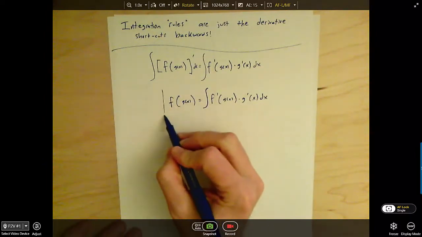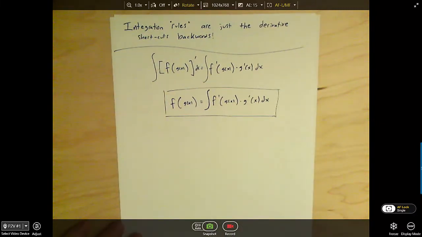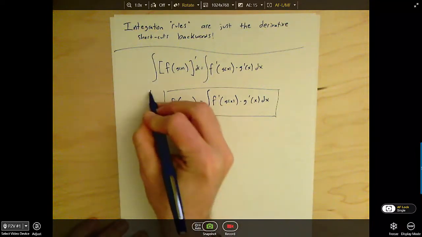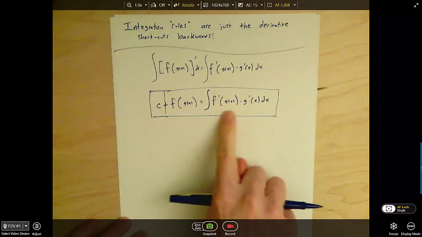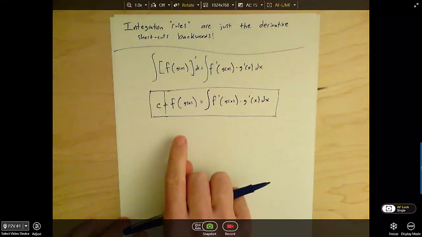Okay, so this is actually kind of a rule. We've got, oh, I forgot my constant of integration. Sorry, my constant of integration. So if I can find an integral that looks like this, this tells me what it should be equal to.